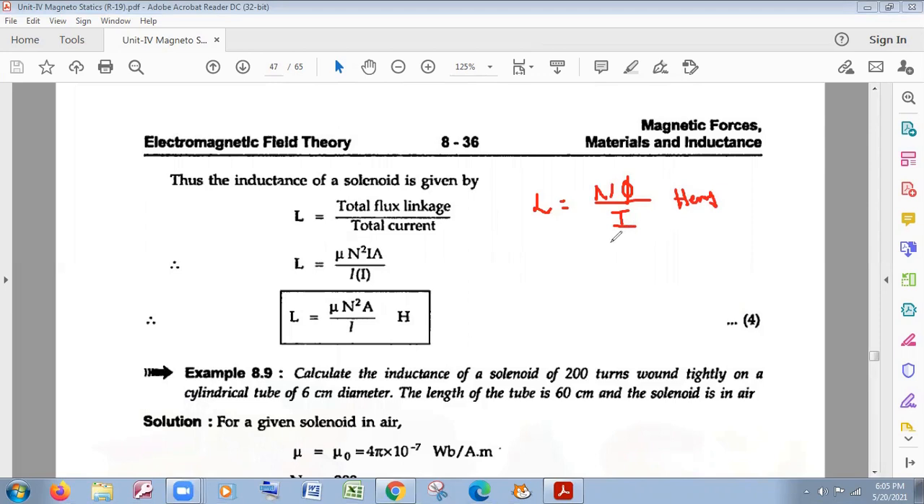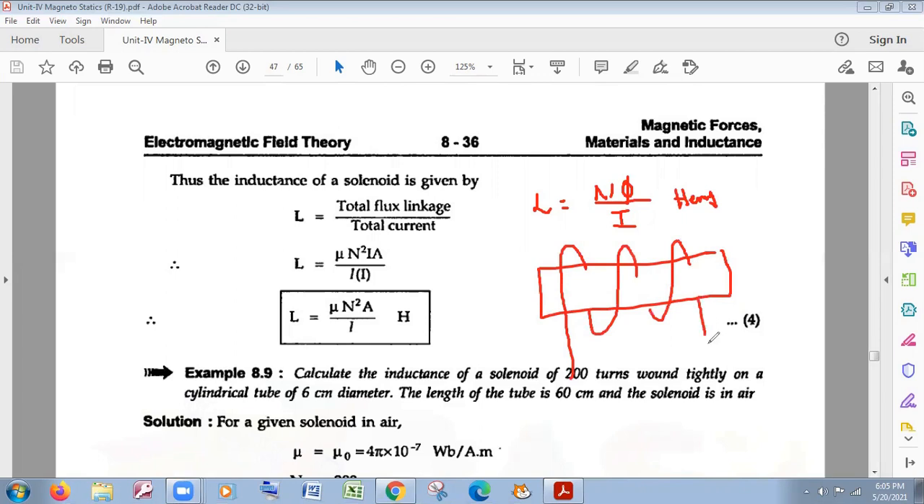So the length of the solenoid is l, and I is the current passing through that solenoid. I already drew this solenoid like this. The current passes in the direction along the length l. Consider a solenoid of N turns, as shown here. Let the current flowing through the solenoid be I amperes, with the length of the conductor and cross-sectional area A.